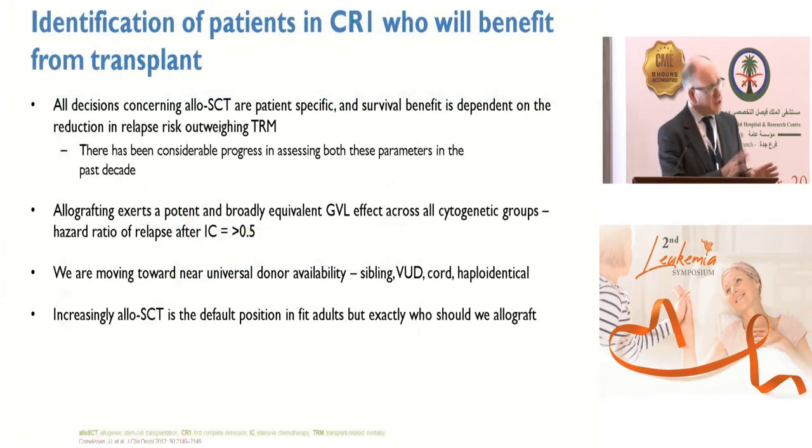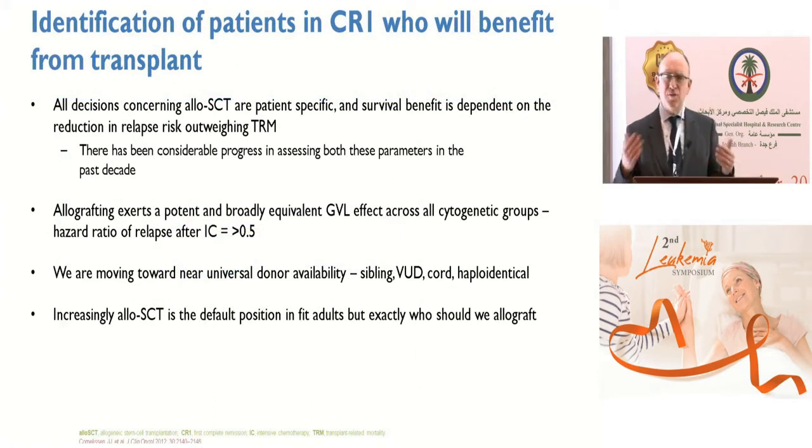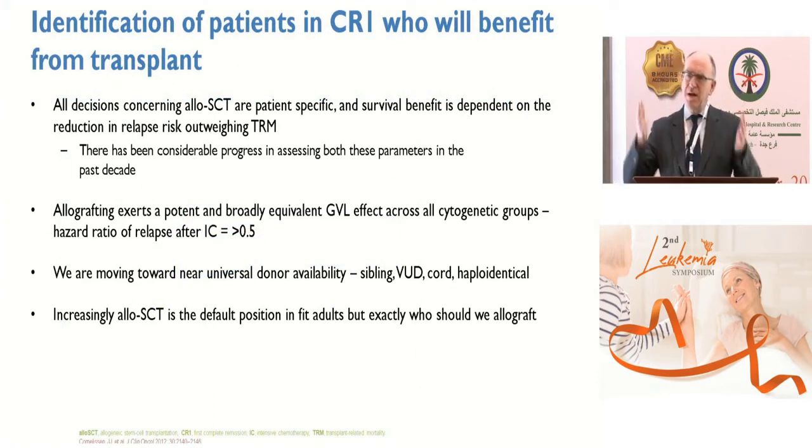So in my last couple of slides, I want to just deal with how do we decide who should go to transplant? I don't know about you, but I do my new patient clinic on a Monday afternoon, and these are still the hardest decisions. You have a 62-year-old or a 54-year-old with one comorbidity who walks into your clinic, and you have to try and make a decision about whether to take such a patient to transplant.